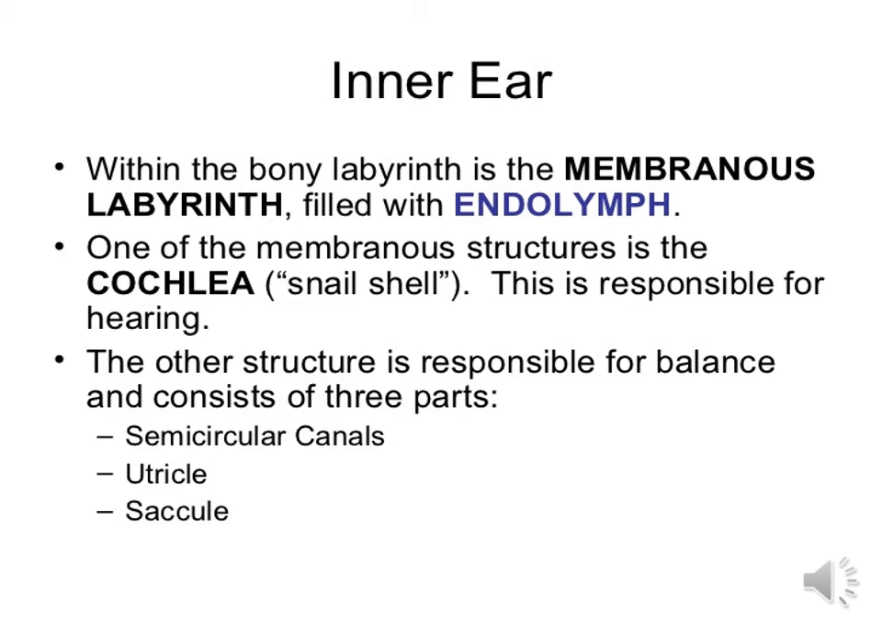Within the bony labyrinth is the membranous labyrinth, filled with the endolymph. One of the membranous structures is the cochlea, the snail shell. This is responsible for hearing. The other structure is responsible for balance and consists of three parts: semicircular canals, utricle, and saccule.